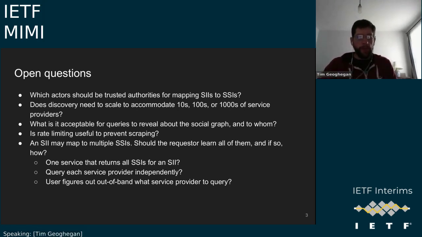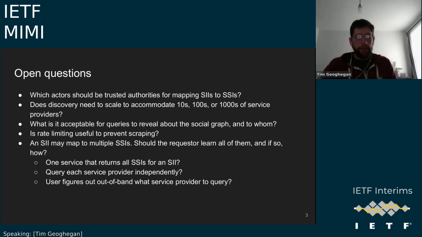Then privacy: what are the privacy risks of this discovery system? What might queries reveal about the social graph, and to whom? Can rate limiting be usefully deployed to prevent scraping of databases? Or if we have a small number of providers, each with potentially billions of users, is rate limiting futile because they have a legitimate need for a huge volume of transactions, of lookups rather?